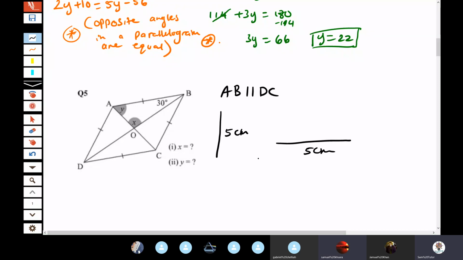No. In a square, everything's equal, right? Let's just say they're all 4 centimeters. Does that mean this is parallel to this? No. No way. So just because they're equal, can you say they're parallel? No. So I'll go back. Do you have a reason for why AB would be parallel to DC?